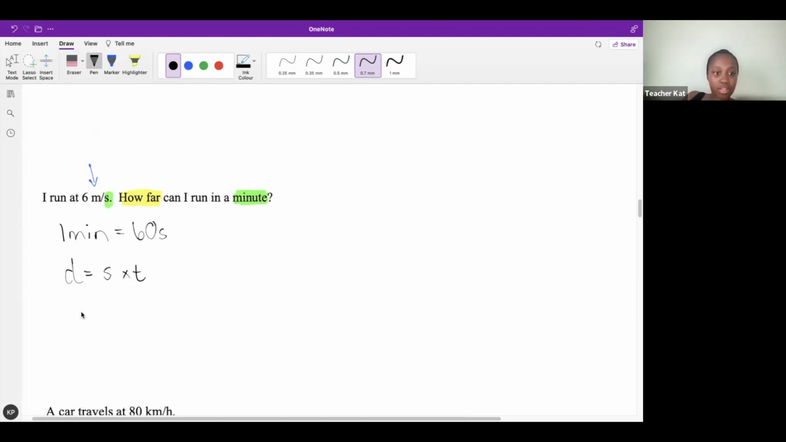Nice. Now we've been given the speed, which is 6, times, we've been given the time, which is 60 seconds, which means I run how much? What is 6 times 60? 360 meters. Nice.